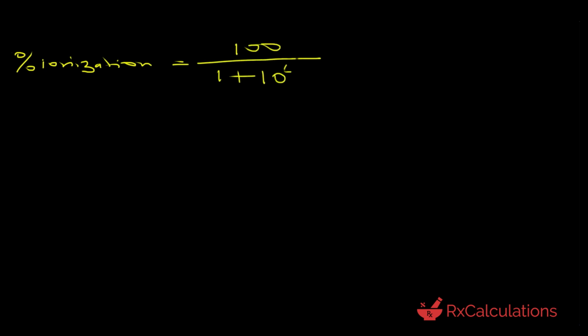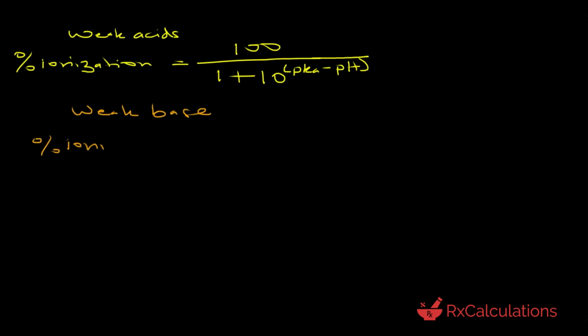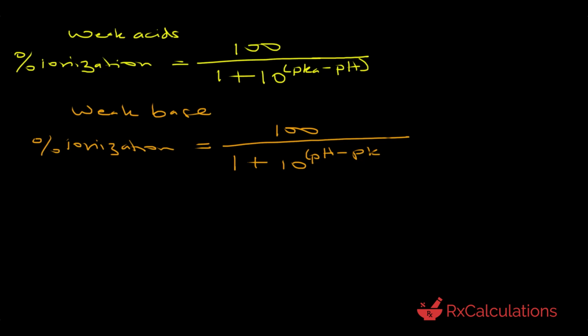For weak acids, the equation is percent ionization is equal to 100 divided by 1 plus 10 to the power pKa minus pH. This equation is for when your drug is a weak acid. And for the weak base, the equation will be percent ionization is equal to 100 divided by 1 plus 10 to the power pH minus pKa.